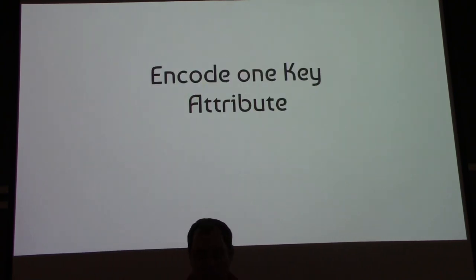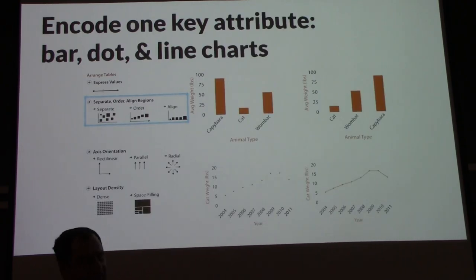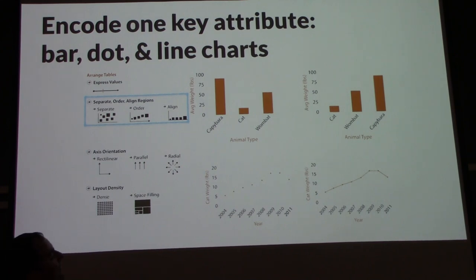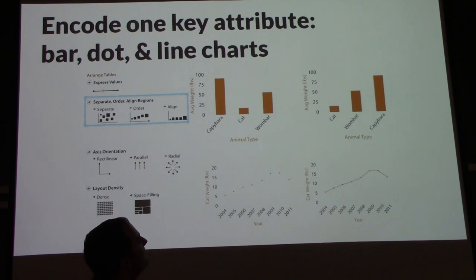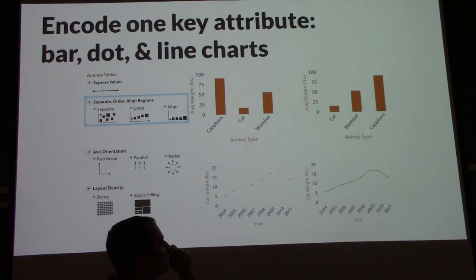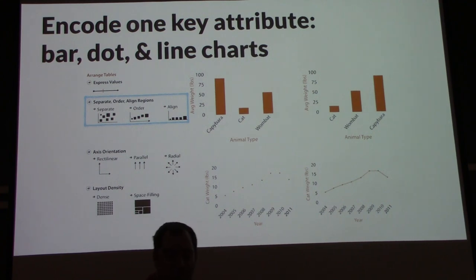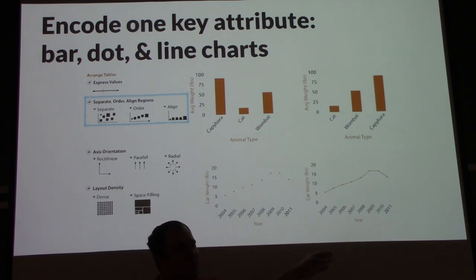Okay, when we want to encode one key and one attribute, we essentially get into the bar chart, line chart space. Here, if we have, for example, animals and the average weight of these animals, like the capybara, the cat, the wombat, I can choose the order of those arbitrarily. There's no particular reason for how to order those animals. However, if I have a cat's weight over time, I can use dot plots or line plots. Here, of course, the order is important because it's temporal data.